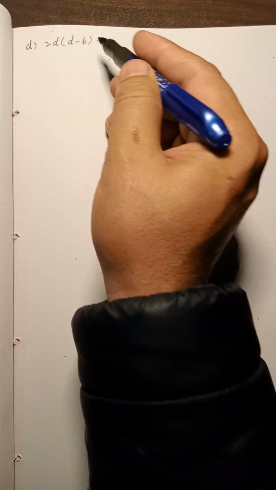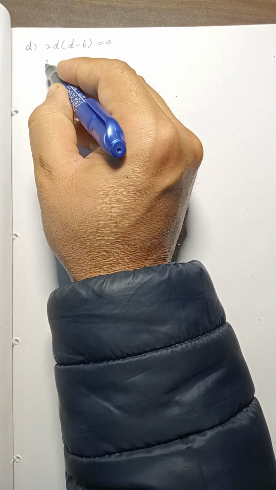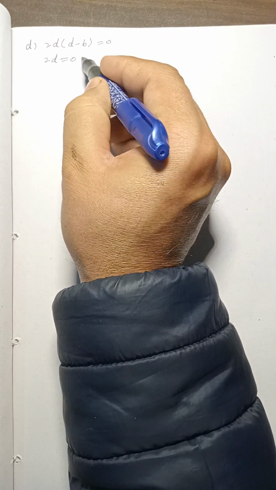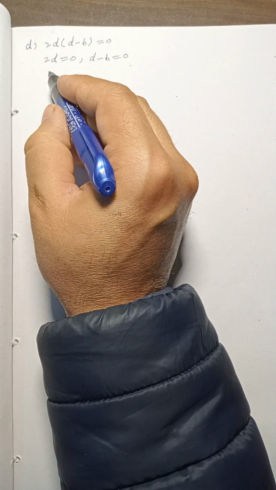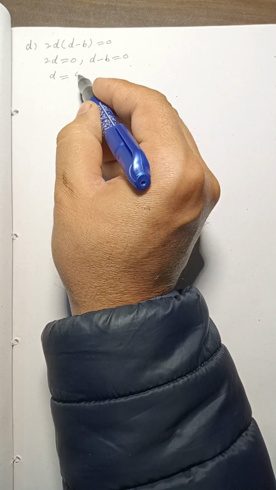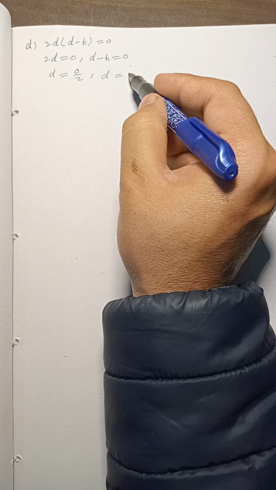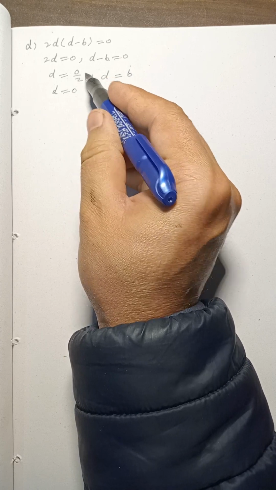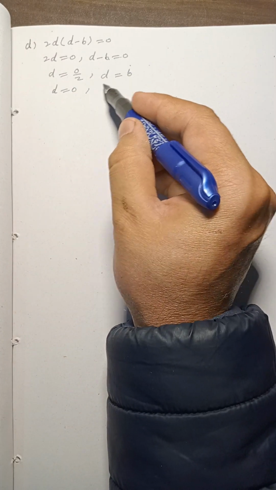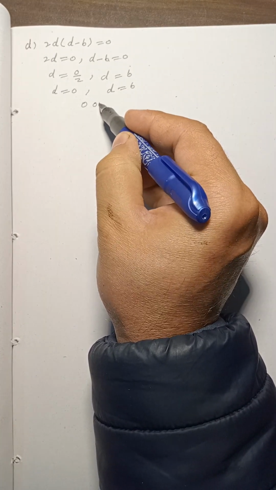See next part, 2d into d minus 6 is equal to 0. So 2d is equal to 0, and then d minus 6 is equal to 0. Now d is equal to 0 over 2, and here minus 6 will become plus 6 on the other side, so d is equal to 6. 0 when divided by 2, answer is 0, and here d is equal to 6. You will write 0 or 6 is our answer.